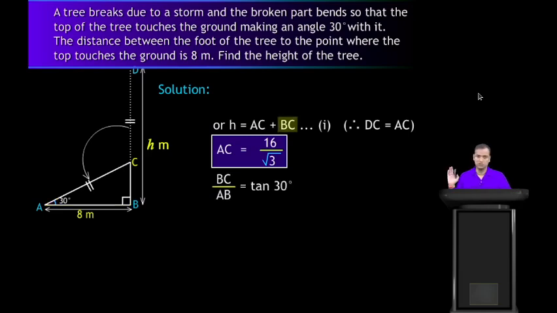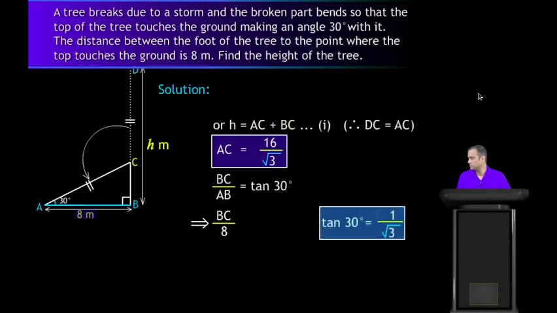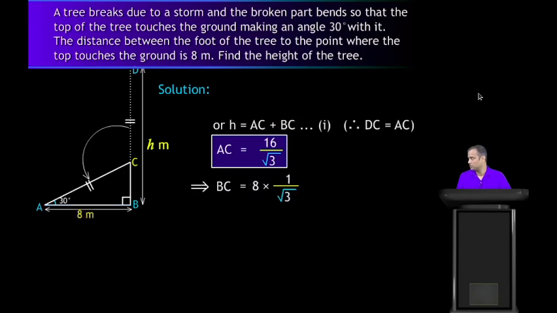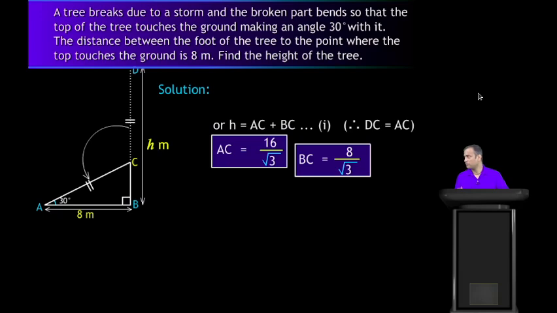Okay, and this is equal to opposite side upon adjacent, and it equals tan 30. The value of tan 30 is the same as 1 by root 3, and the answer is BC equals 8 upon root 3. Okay, now we have to find the total length here, or the value of H, which is AC plus BC.